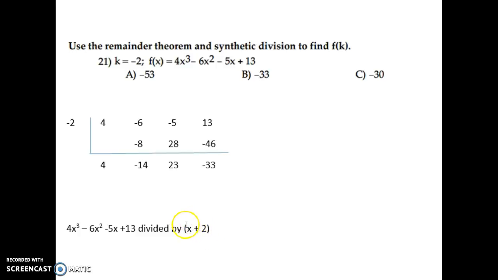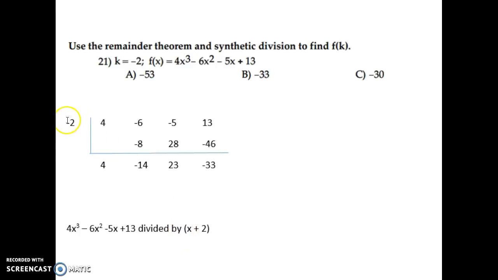If you're dividing by anything more complicated than a binomial, if it has an x squared or an x cubed or something like that, you cannot use synthetic division. Synthetic division only works in this special case when it's x minus a number. And so we're going to use synthetic division to divide this polynomial by x plus 2 here.